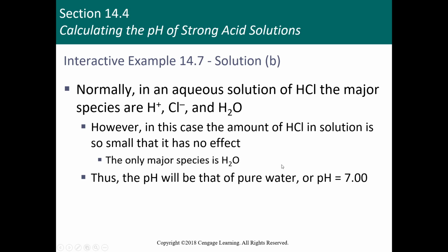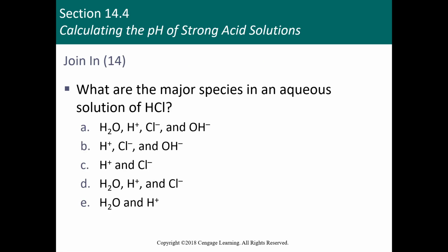Now, if you had tried to do this by taking the negative log of the concentration of HCl, you would have gotten a pH of 14. If you messed up and got a pH of 14, if you just sit there and go, hey, does that make sense? I added acid and it becomes basic, you would realize that that doesn't make sense really quickly, okay? So what are the major species in an aqueous solution of HCl again? Well, we have water, H+, and Cl-.